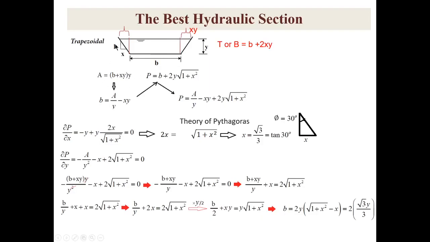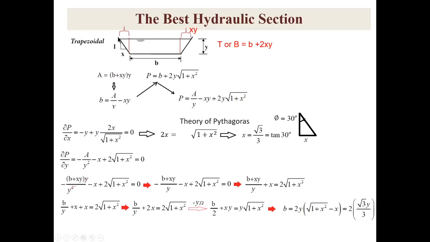Okay, what is the cross-sectional area of this trapezoid? Easily you can find the cross-sectional area by summation of the two parallel sides. Then you should multiply that summation by the distance, which is y, and then divide it by 2. The result will be this: area equals b plus xy times y.